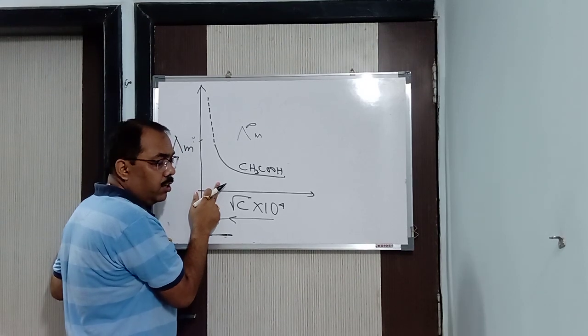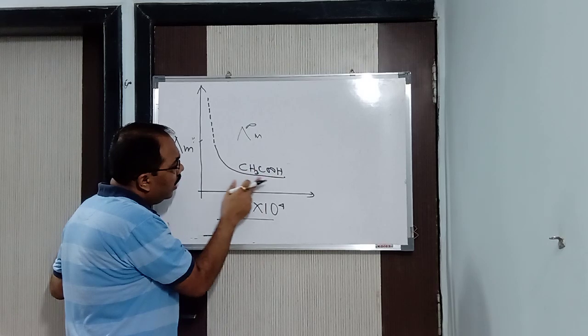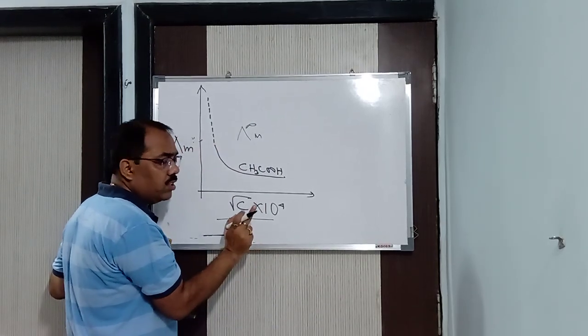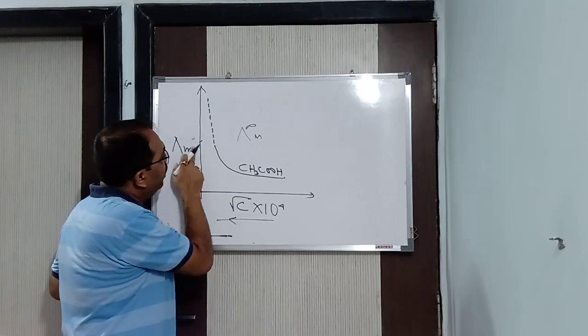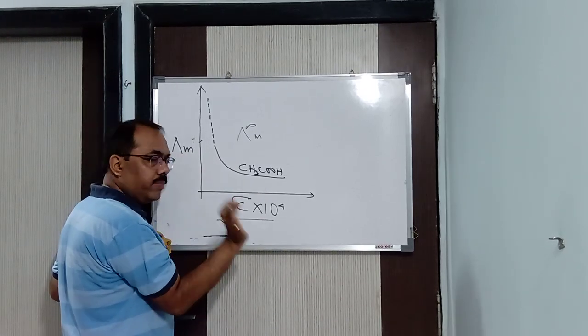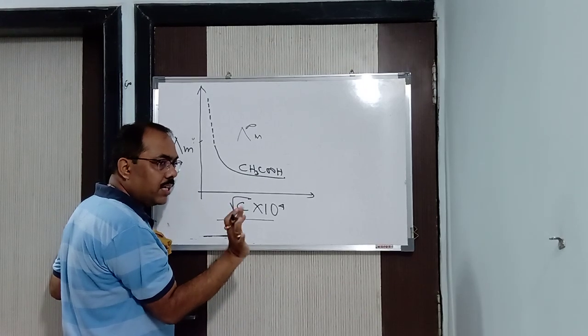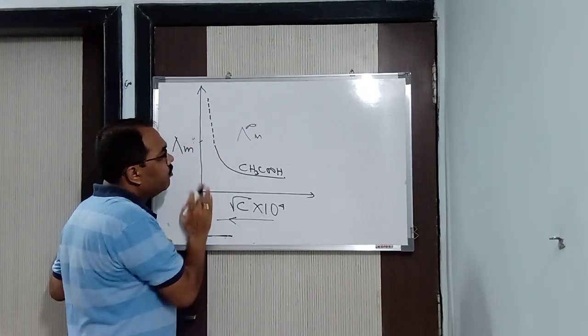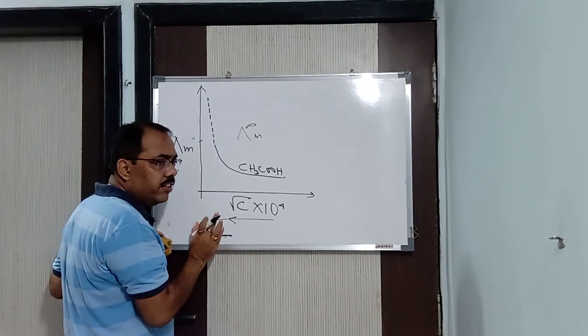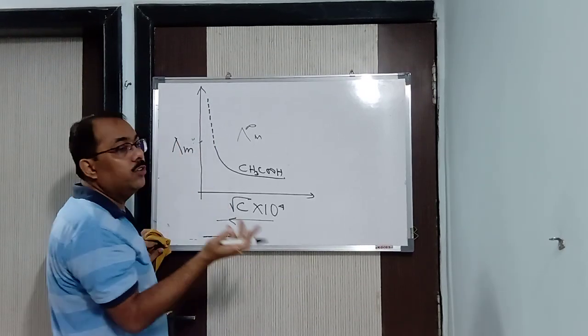My topic was the variation of molar conductivity of a weak electrolyte. But am I able to find the molar conductivity at infinite dilution for a weak electrolyte? No. I can find it at any particular dilution. I can find Λm at a particular concentration. But my question is, from this graph, will I get the value of molar conductivity at infinite dilution? No. Then what should we do?